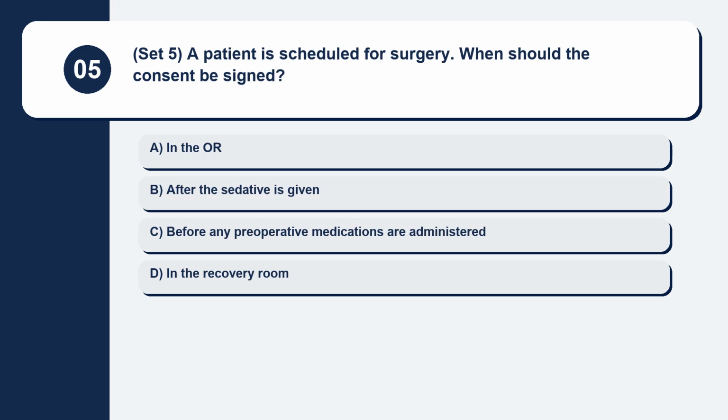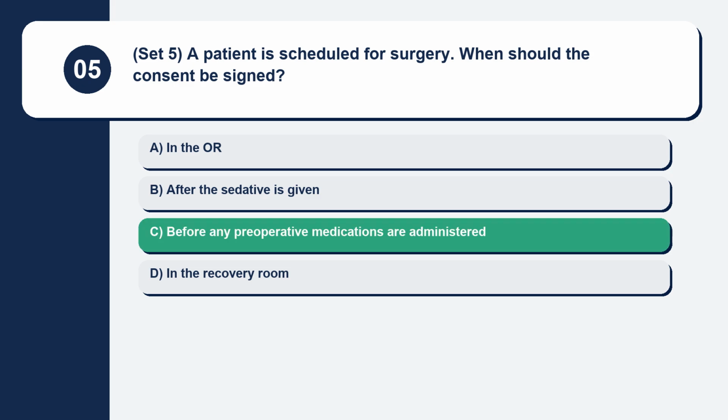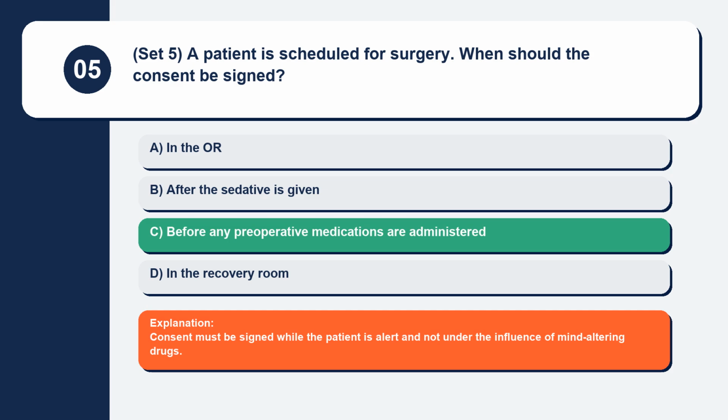Question 5. Set 5. A patient is scheduled for surgery. When should the consent be signed? In the OR, after the sedative is given, before any preoperative medications are administered, in the recovery room. Consent must be signed while the patient is alert and not under the influence of mind-altering drugs.